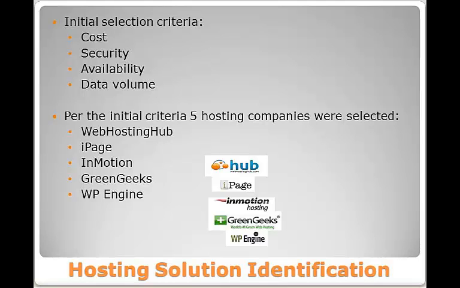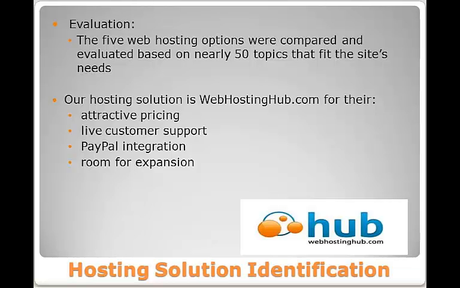So as I mentioned earlier, we were looking at some of the selections for our web hosting options. In this case, the initial selection criteria was very, very basic. Again, this is not a very large website. We're primarily focused on cost. Again, security is a key piece here. Availability and data volume. So with that said, the initial five hosting companies that we narrowed down and compared were Web Hosting Hub, iPage, InMotion, Green Geeks, and WP Engine. Now, when we compared all these, we actually based them on nearly 50 different topics. Again, the website doesn't need that many, but we were being very detailed in what we decided to use.